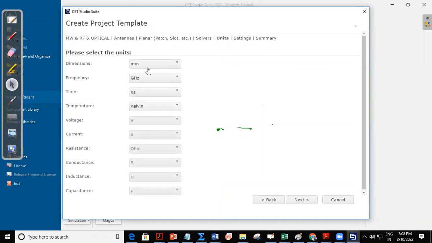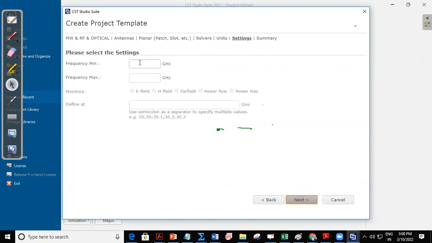Check that all the units here are in the right dimensions, because in the previous experiment you might have changed them. It should be millimeter and gigahertz, because we are going to design for a 2.4 gigahertz Wi-Fi application. Because our frequency of design is 2.4, we'll write 2.2 gigahertz as the minimum and 2.6 gigahertz as the maximum. In between this, we are going to monitor E field, H field, and far field.